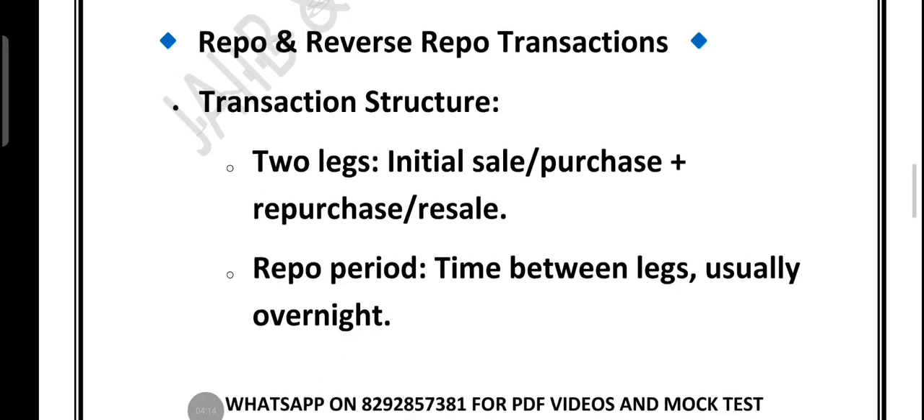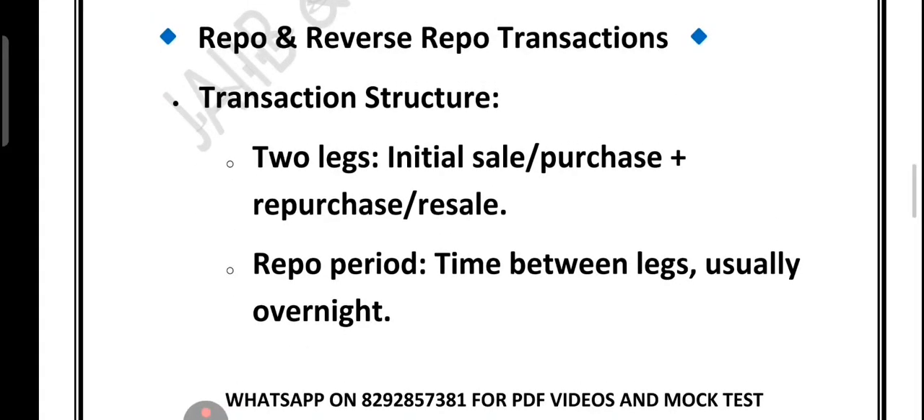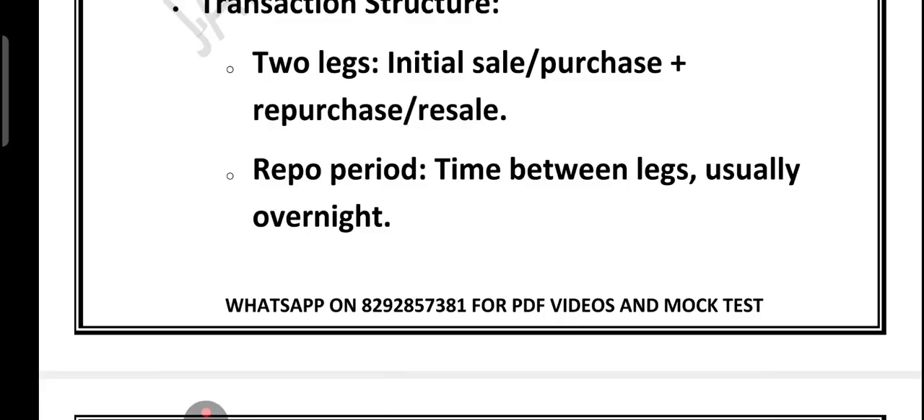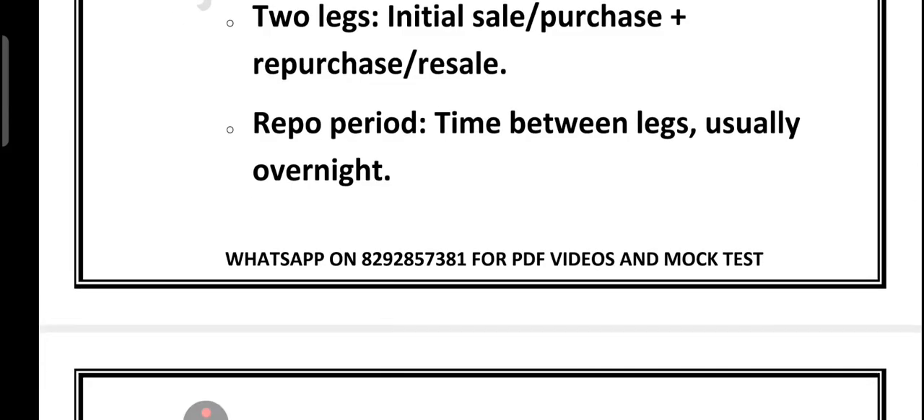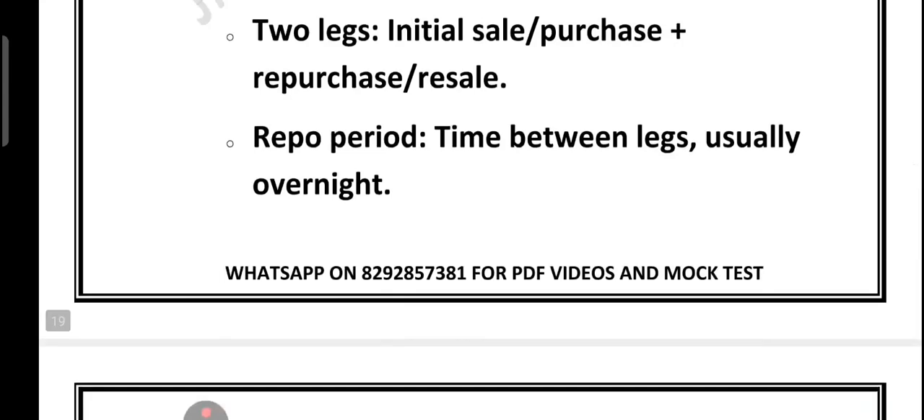Now let's simplify how repo and reverse repo transactions work in the money market. If you look at the transaction structure, a repo has two legs. The first leg is for the initial sale or purchase of security, and the second is for repurchase or resale after a short period. The repo period is the time between these two legs, which is usually overnight. So two legs, initial sale and then repurchase. The time between these two is called the repo period. So repo is like a short-term loan with securities as collateral.